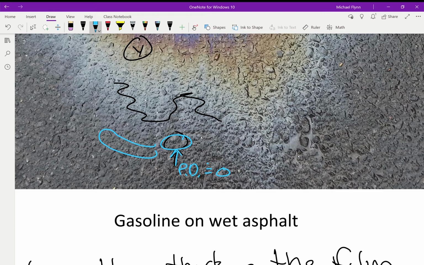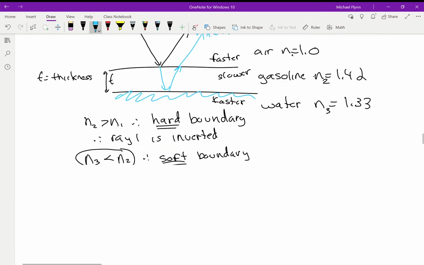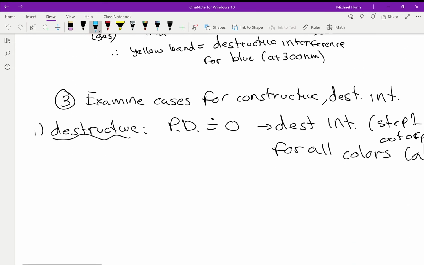Now, it's so thin. And what we mean by that, with your path difference being approximately 0, we mean that the thickness doesn't have a thickness of 0. We mean that the thickness is way less than the wavelengths for visible light.